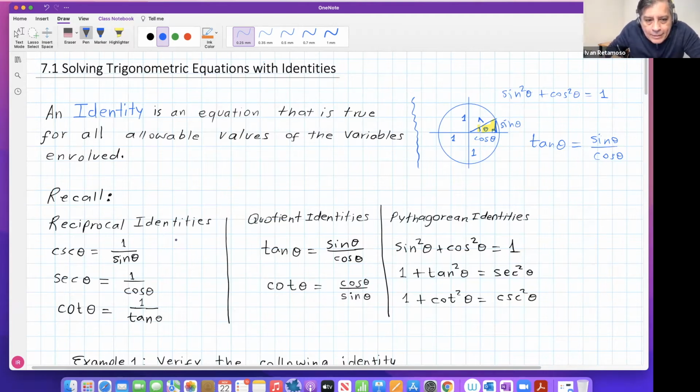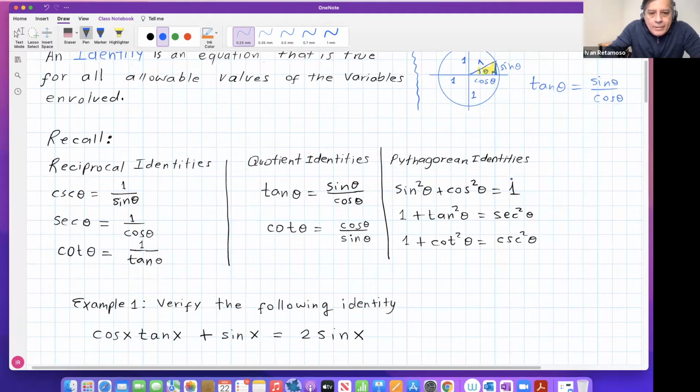And we have the identities separated in three groups: reciprocal identities, quotient identities, and Pythagorean identities. They're all identities, but turns out they are not the only ones out there. There are thousands of them. It is just that they are not in these three groups, okay? So your job now is to show if a given equation is an identity or not. Most of the time they will ask you to verify that it's an identity, so we'll have that in the back of our minds. But how do you do this?